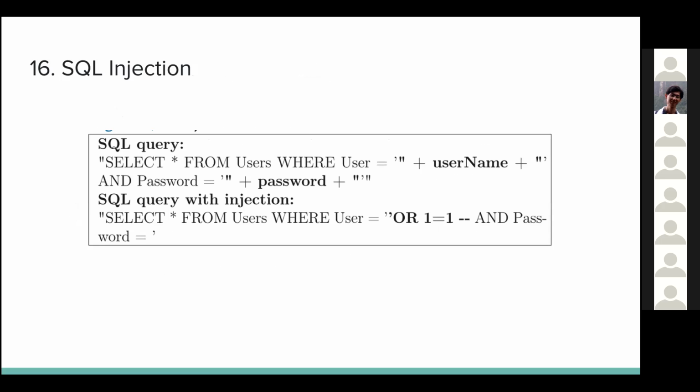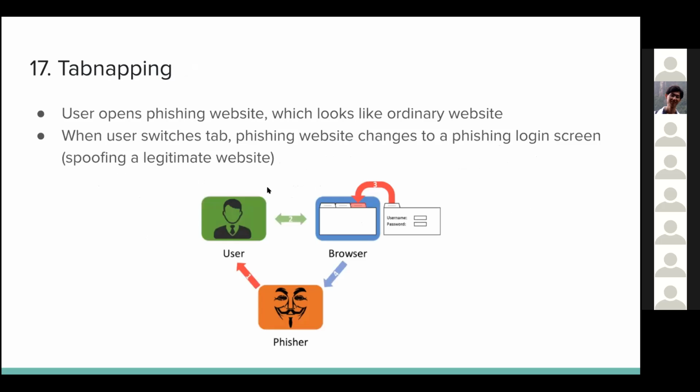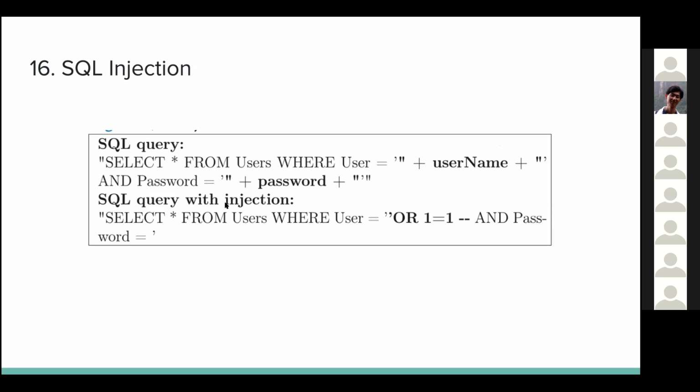SQL injection usually happens if the web developer doesn't code properly. So if, for example, the web developer allows the user's username or password to be concatenated directly into the database query, then a malicious user might construct a username in a specific way that modifies the query. So in this case, the second statement will select all users where one equals one. So basically it's true. It selects all users and ignores the password key.